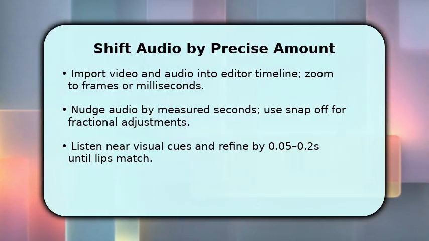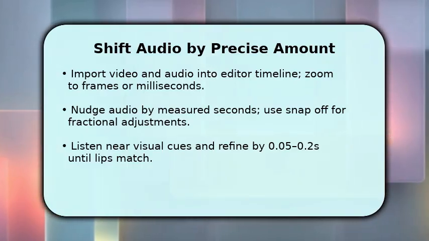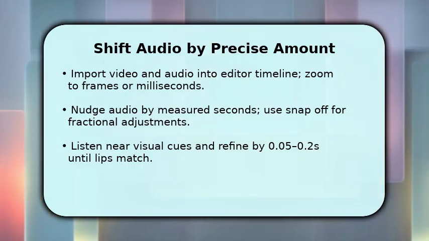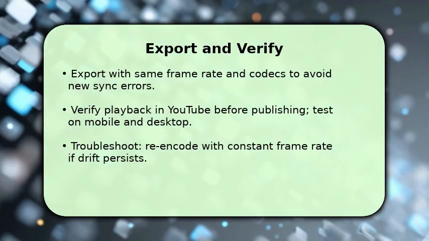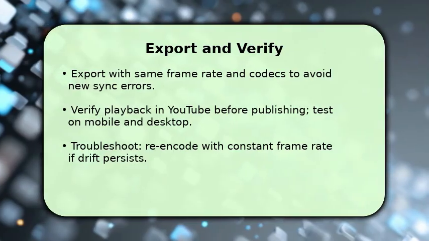Make sure to check multiple points across the video, since drift can occur. If drift appears, measure at start and end to decide. Finish by exporting correctly. Choose the original frame rate and a stable codec so you don't introduce new sync problems.